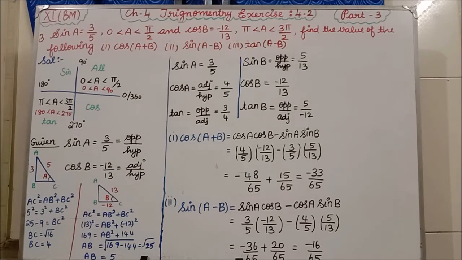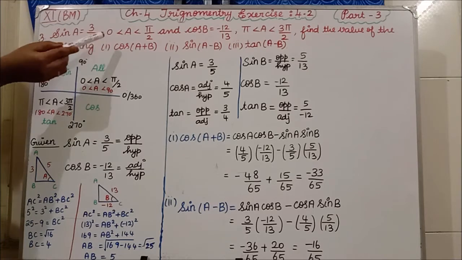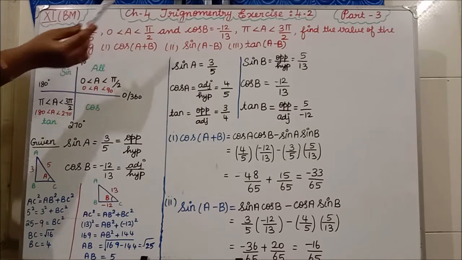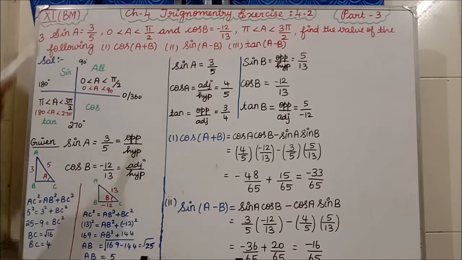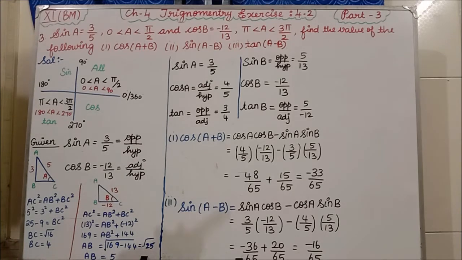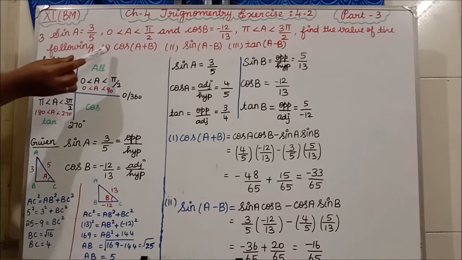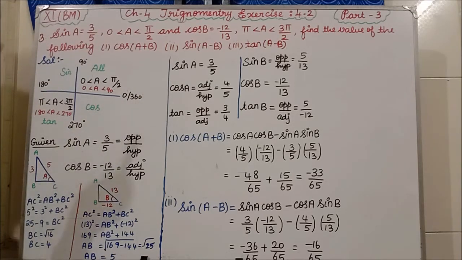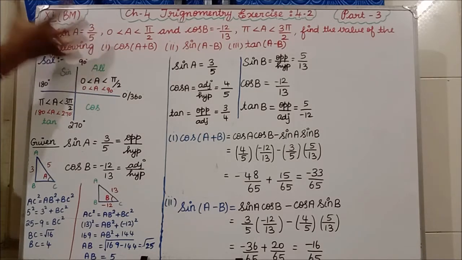See the question. Sin A equal to 3 by 5, 0 less than A less than pi by 2, and cos B equal to minus 12 by 13, pi less than B less than 3 pi by 2. Find the value of the following. Cos A plus B value we have to find. Sin A minus B value we have to find. Third subdivision is tan A minus B value we have to find. Clear?